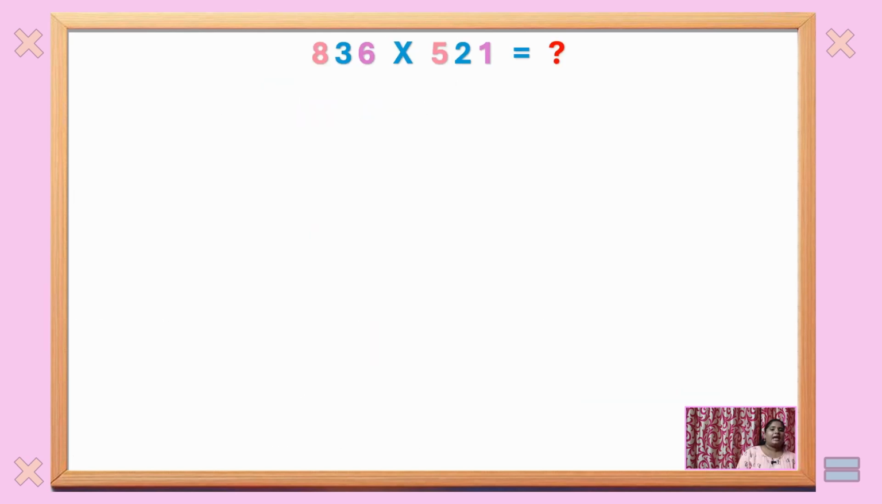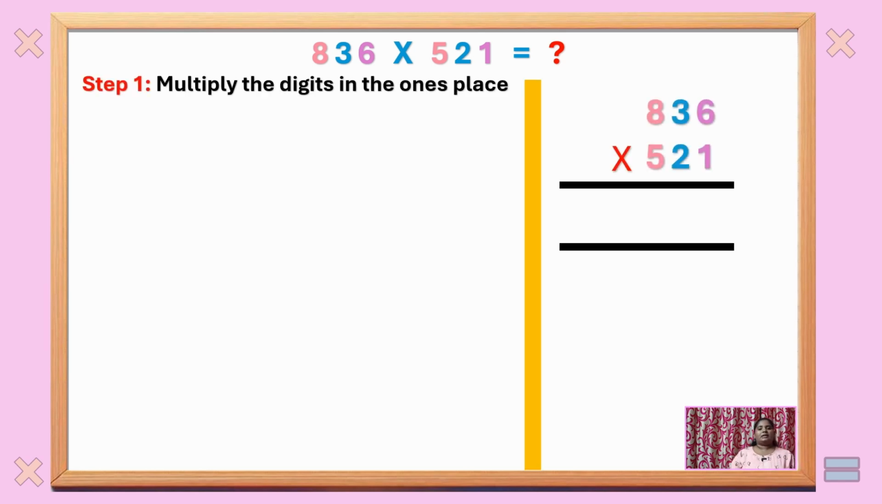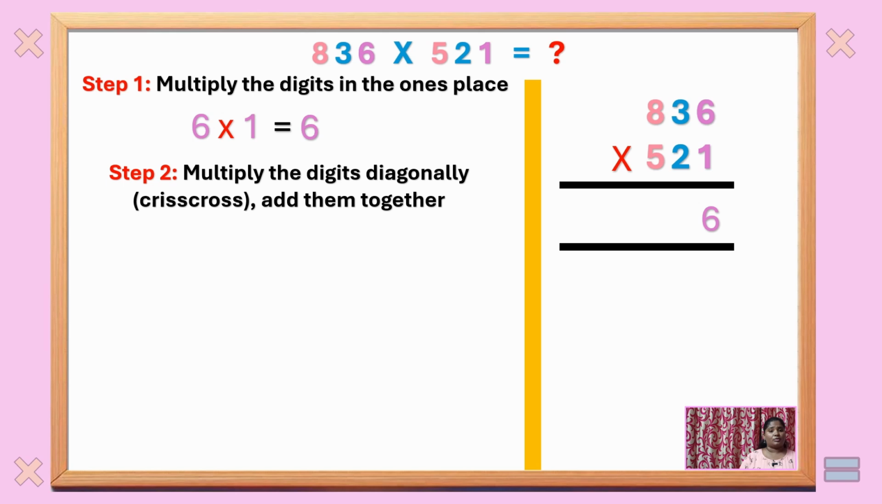Let's do the sum: 836 into 521. Let's put the numbers and do the first step, which is the multiplication of ones place. 6 ones are 6, and we can directly put the 6 down because we got only a single digit. Now let's do rule number 2, which is the cross multiplication of ones and tens places.